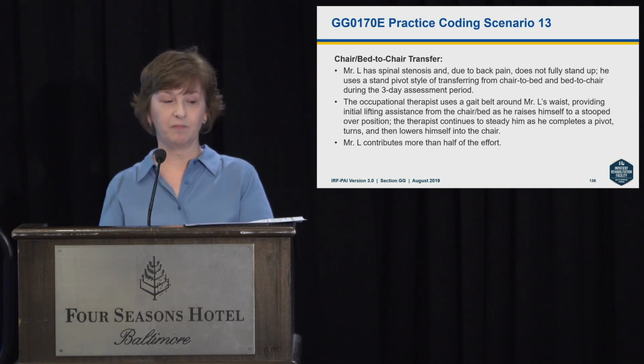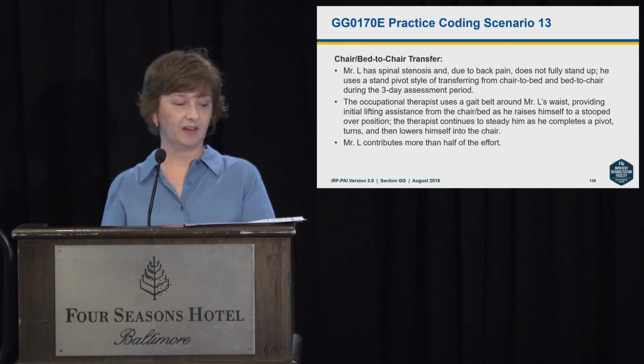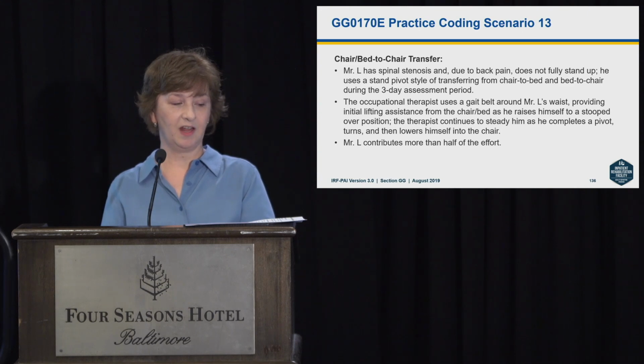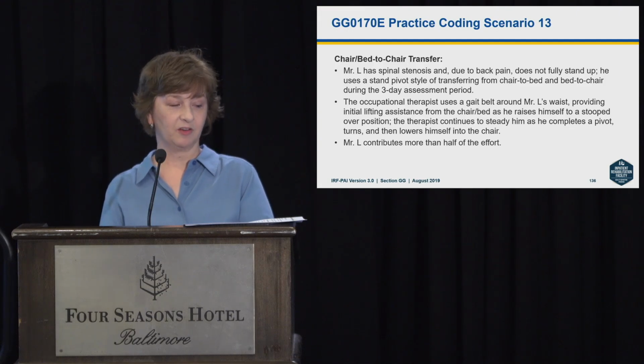The occupational therapist uses a gait belt around Mr. L's waist, providing initial lifting assistance from the chair or bed as he raises himself to a stooped over position. The therapist continues to steady him as he completes a pivot, turns, and then lowers himself into a chair. Mr. L contributes more than half of the effort.